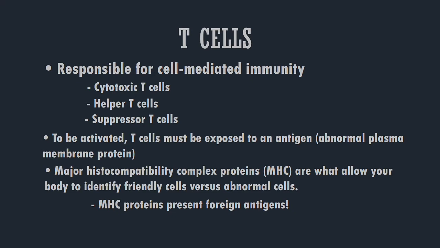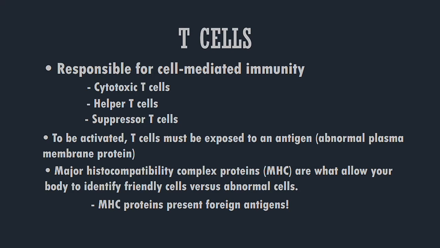Now, helper T cells. The reason they are called helper T cells is because without their signaling, other T cells and B cells would not be successful. And the helper T cell is the main kind of cell that HIV or AIDS is going to invade and destroy.